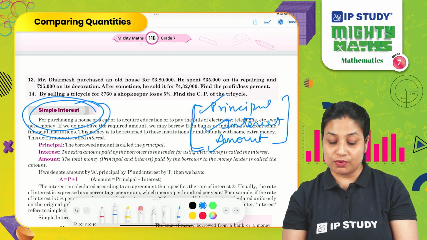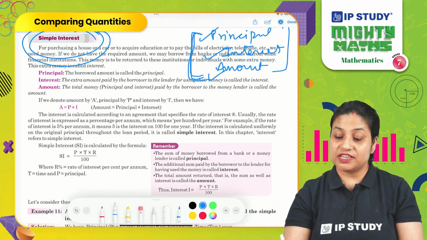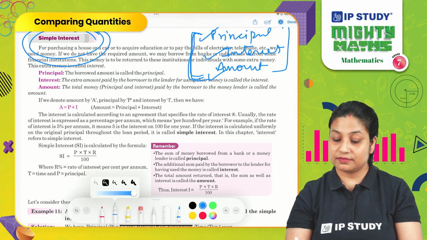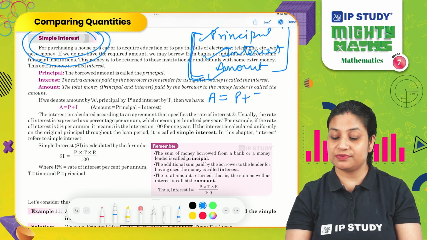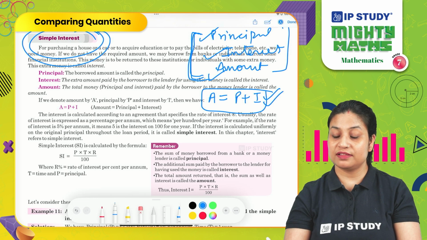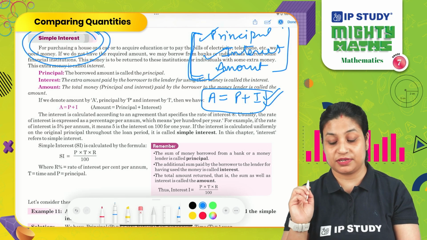Okay. So on the basis of this discussion, can I say this thing? Amount is equal to principal plus interest. Can I say this? Yes. So this is one formula that we are going to use while doing questions based on this concept, right?